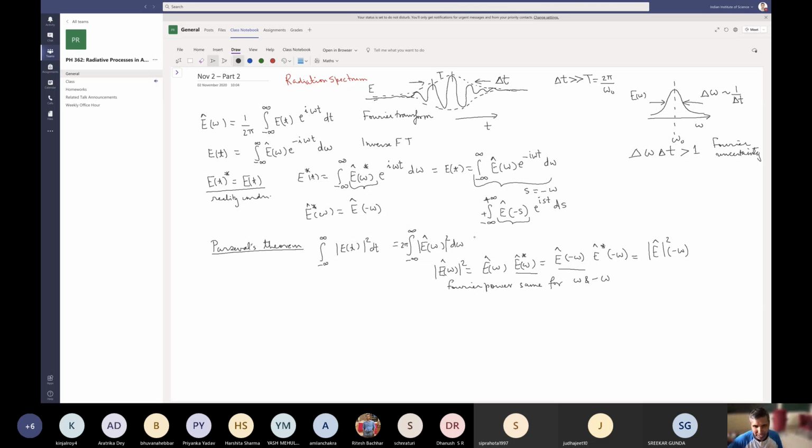Using this, if E(t) is real, you can write this as 4 pi times the integral from 0 to infinity of E hat omega squared d omega. Basically, you only have to worry about the positive frequencies greater than 0. This is very, very important. Parseval's theorem is one of the most important theorems in Fourier analysis. Useful to know it. Okay, good.